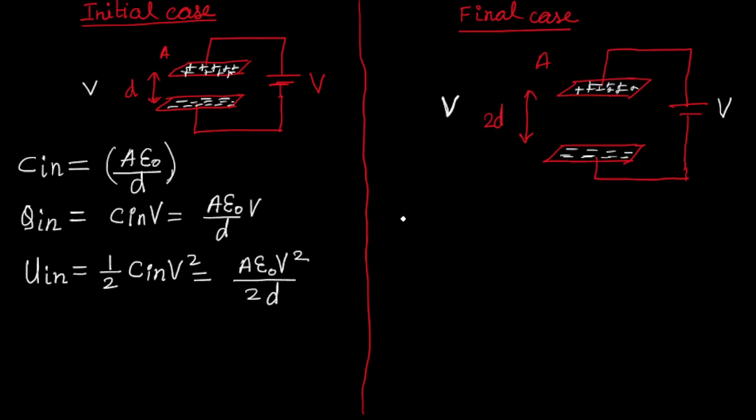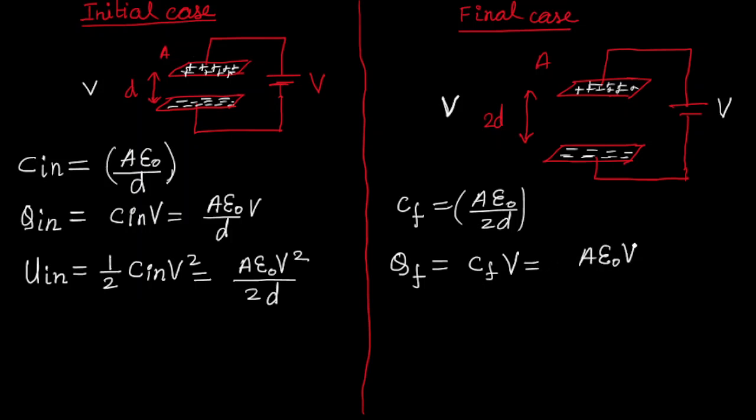Now the next thing is, what will be the capacitance of this capacitor in the final case, when the space between the two plates is 2D? So C final will be A epsilon naught divided by 2D. This is the final capacitance. The voltage remains the same, but now the capacitance has changed, so the charge stored will also change. What will that charge be? Charge will be C final into V, so it will be A epsilon naught V divided by 2D.